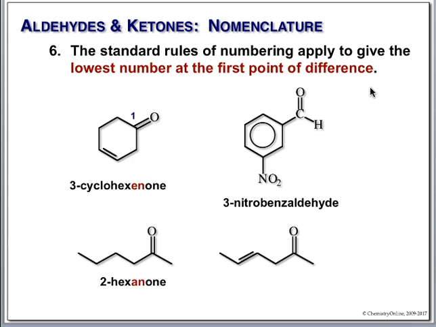Once again, 1, 2, 3, 4, 5, 6 carbons. So this is the hexene. It's a hexene with our double bond in carbon 1, 2, 3, 4. So this is carbon 4. So it's a 4-hexen-2-one. Any questions?